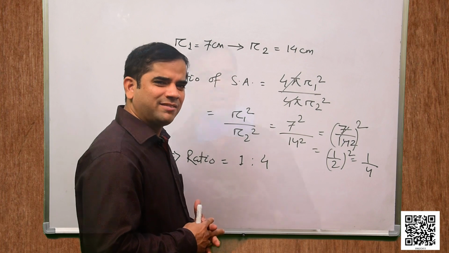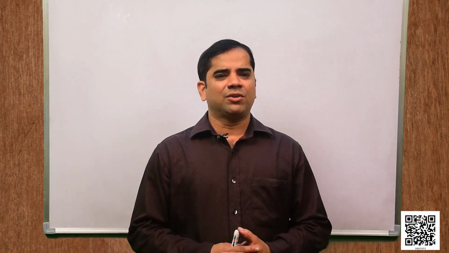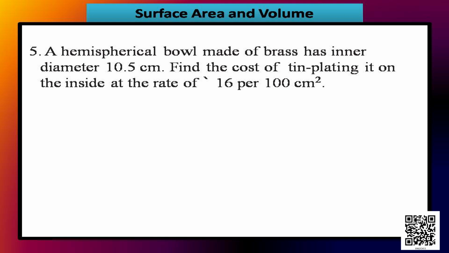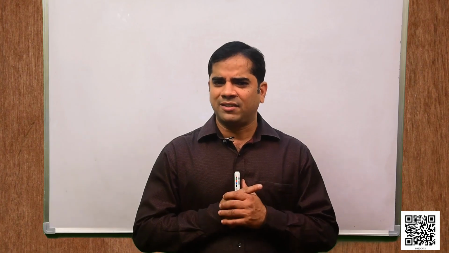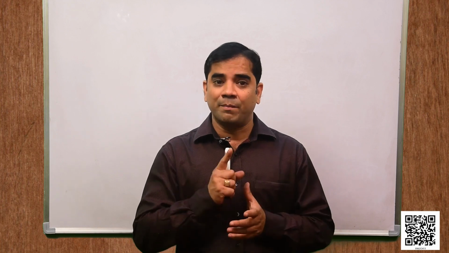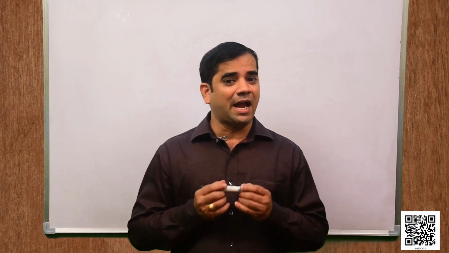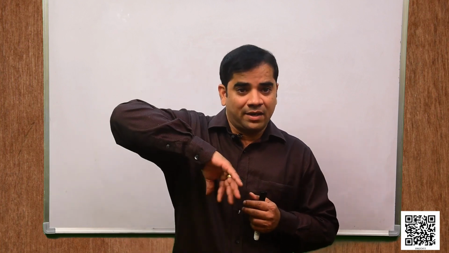Hope you understand. Students, let us now solve question number 5. It says a hemisphere bowl made of brass has inner diameter 10.5 centimeter. Find the cost of tin plating it on the inside at the rate of rupees 16 per 100 centimeter square. Hope you have understood this. There is a bowl made of brass. It has the inner diameter 10.5 centimeter and it is to be tin plated.